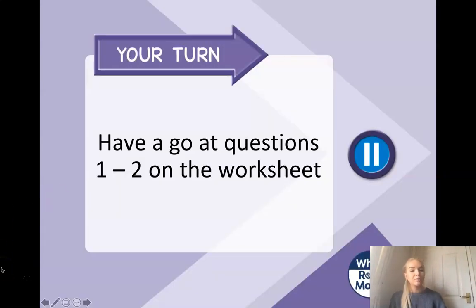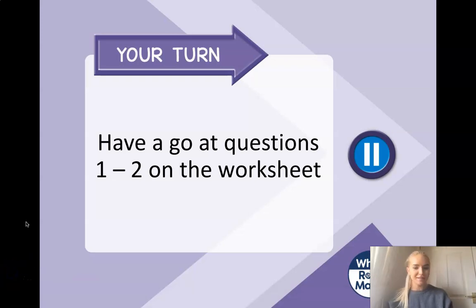Now it's your turn. Can you pause the video here and have a go at questions 1 and 2 on the worksheet, working on how to split each of the bars in a different way to make sure that you are finding the equivalent fractions. Okay, so pause the video and off you go.